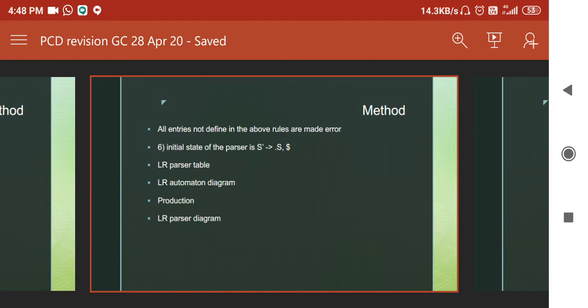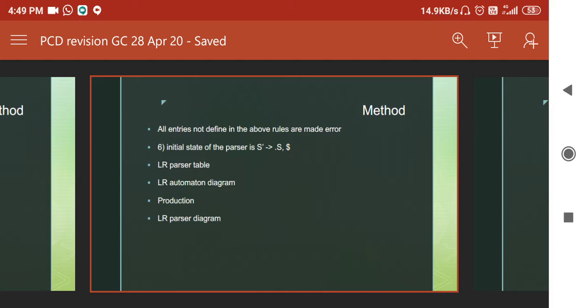And then here we are going to use the initial start state of the parser. As already told, the dot will be to the left of capital S. So S' gives dot S, which is going to be the initial state of the parsing process. And then what is the table that we're going to construct? We call it an LR parsing table.